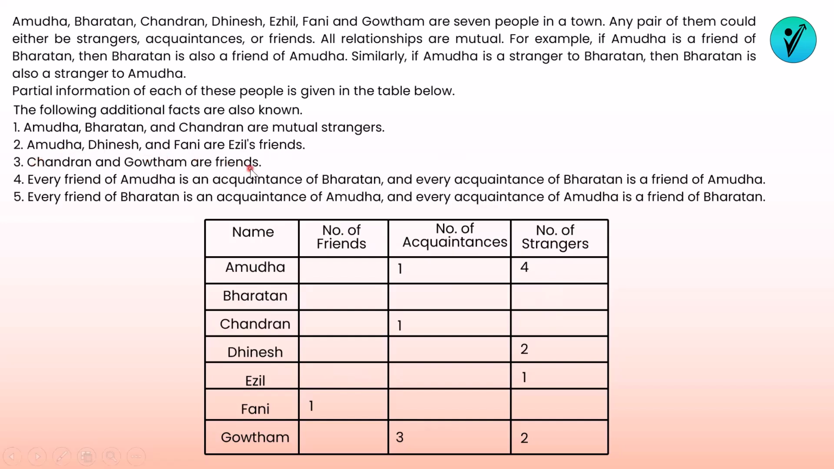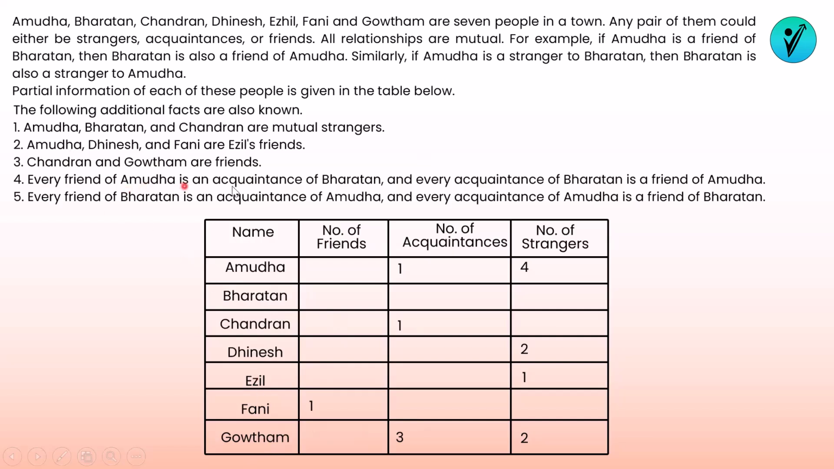C and G are friends. So C's friend is G. C and G are friends. So C's friend is G and G's friend is C. Remember, their relationships are mutual. That means if C's friend is G, I will write down C as G's friend as well.